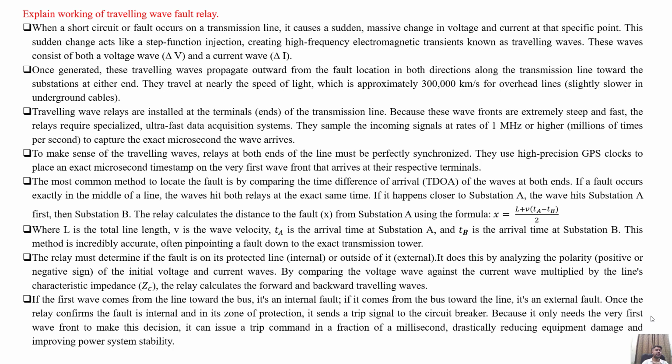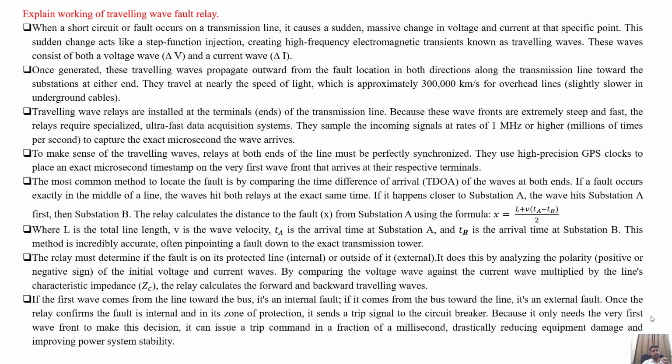So when a short circuit or fault occurs on a transmission line, it causes a sudden massive change in the voltage and current at that specific point. This sudden change acts like a step function injection, creating high frequency electromagnetic transients known as traveling waves. These waves consist of both a voltage wave and a current wave, that is delta V and delta I.